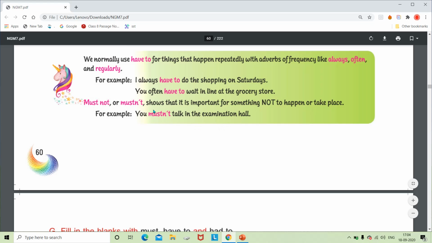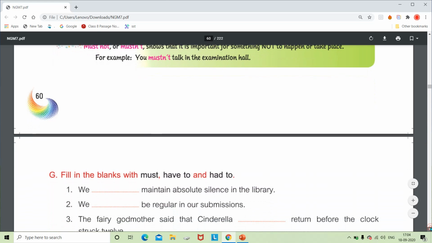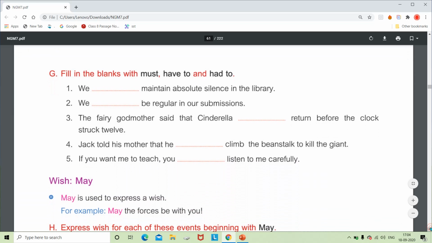Then must not, short form, or we can say mustn't. It is pronounced as mustn't, with a silent t. So must not or mustn't shows that it is important for something not to happen. It's for negative purpose. So here we have to use must, have to and had to in the following 5 fill in the gaps.